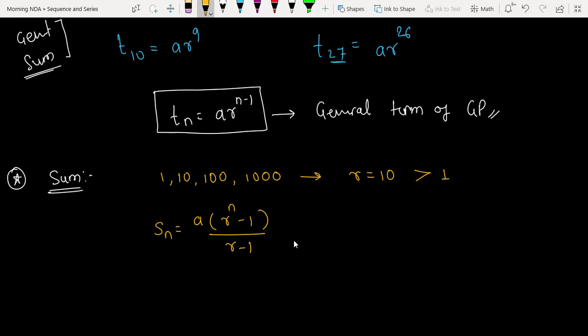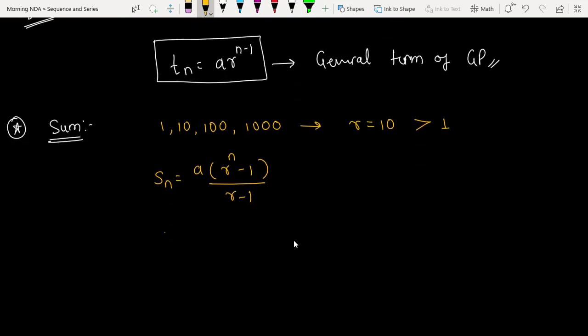We will cross verify this. How many terms do we have? 4 terms I am considering. So I will write S4, which is equal to A, whose value is 1, times R to the power n, where R is 10 and n is 4, minus 1, divided by 10 minus 1, which is nothing but how much?